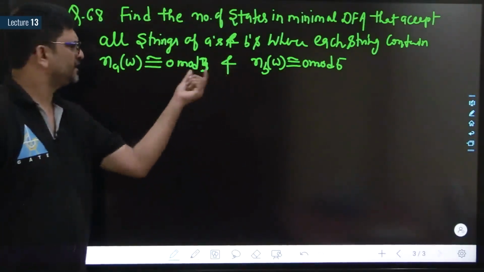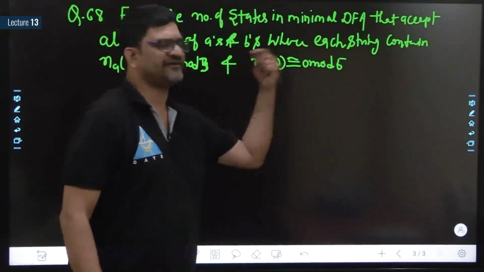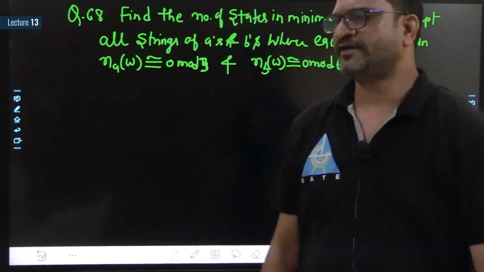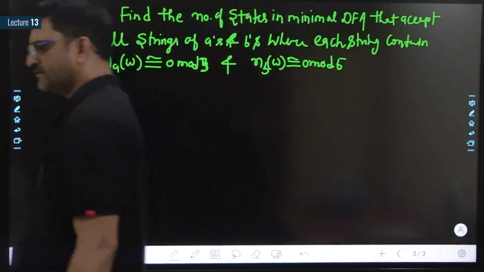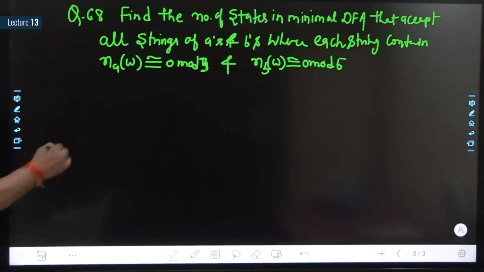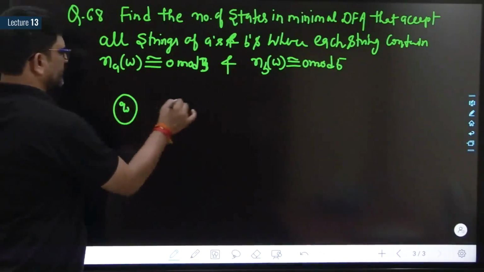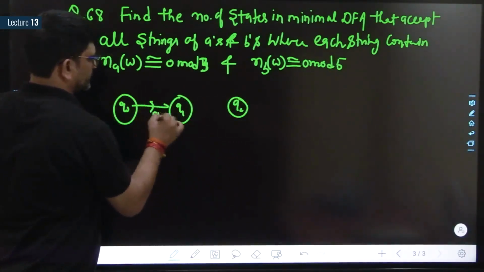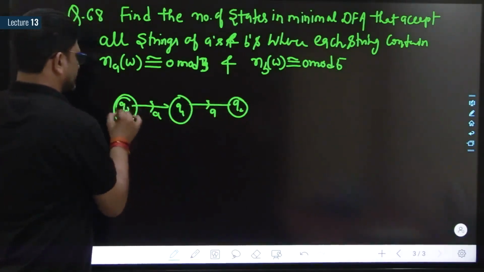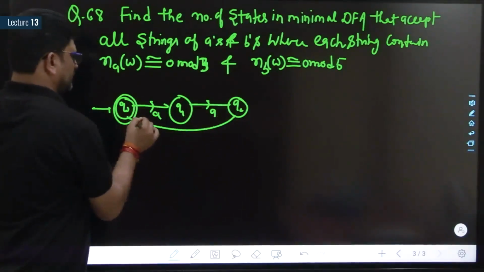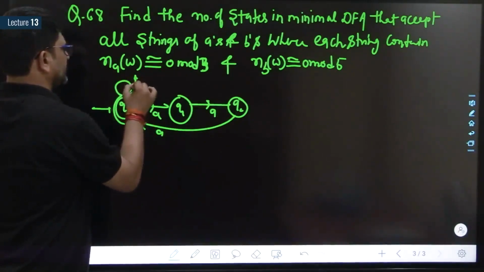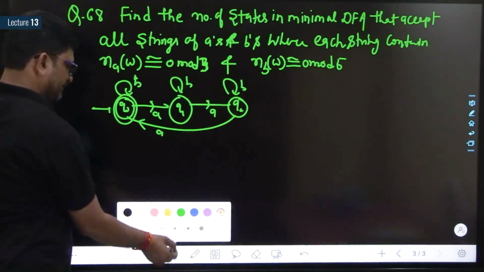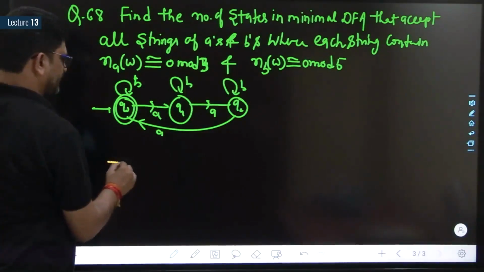15. Cross product. For this we have 3 states, for this we have 5 states. Then finally how many states can we get? 15. Check. Number of A's: Q0, Q1, Q2. This is final. This is the number of A's divisible by 3. Okay. Number of B's divisible by 5.